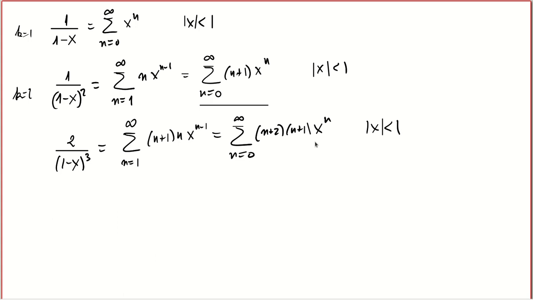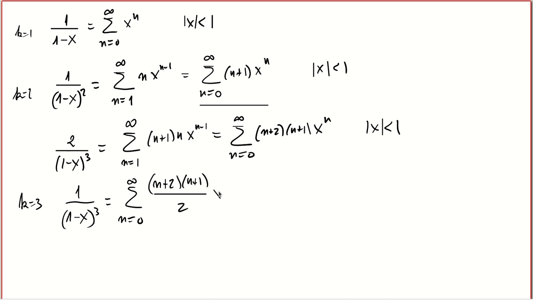Now divide this by 2, and then you get the result for k equal to 3: 1 over (1 minus x) cubed is equal to the sum from 0 to infinity of (n+2)(n+1) over 2, x to the n. Exactly the same result that we obtained before. And obviously you can continue with this procedure over and over, taking further derivatives, and you will get the case k equal to 4, the case k equal to 5, 6, 7, etcetera, by taking derivatives one by one.